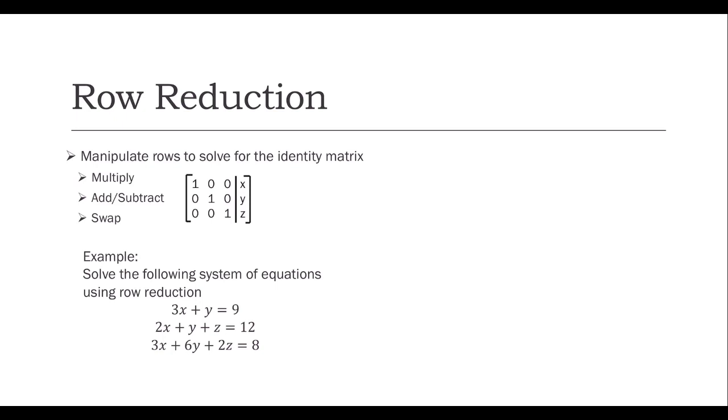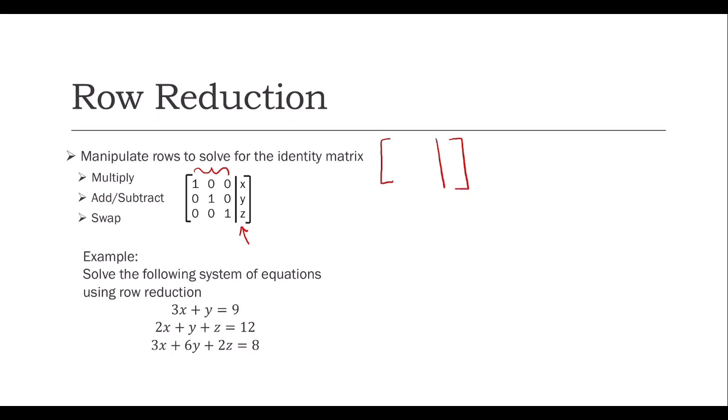So next we have the way to solve your matrices by hand, which is through row reduction. So you manipulate your rows to solve for the identity matrix by multiplying, adding and subtracting rows, and swapping rows. So you want to get it to look like this, and your answers will be here in your final column. So we'll practice this with the example here, where it says solve the following system of equations using row reduction. So we'll turn this into a matrix.